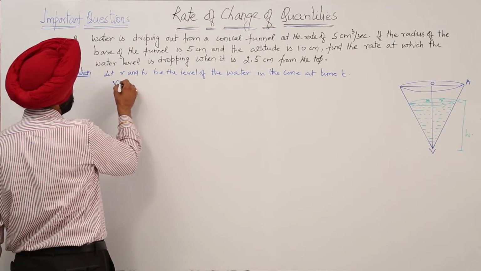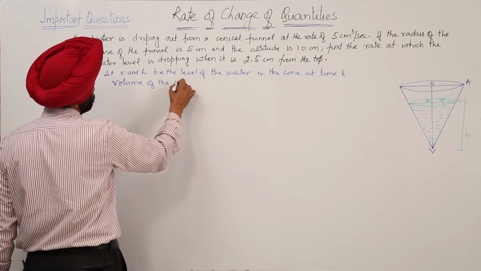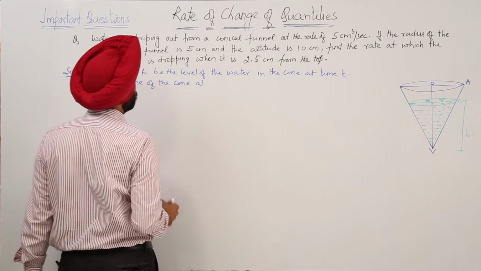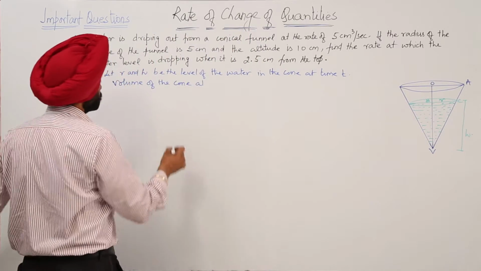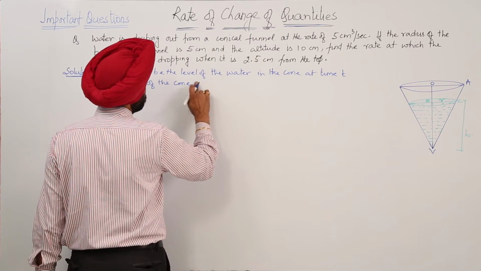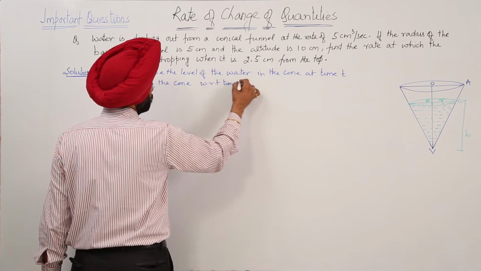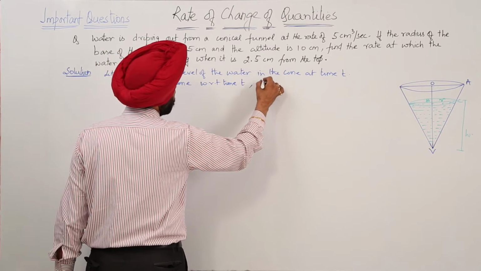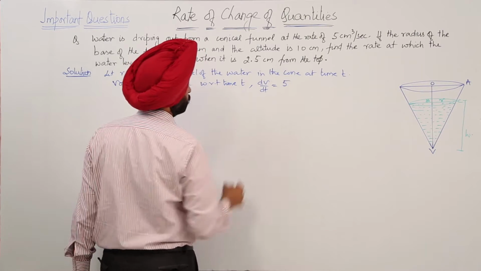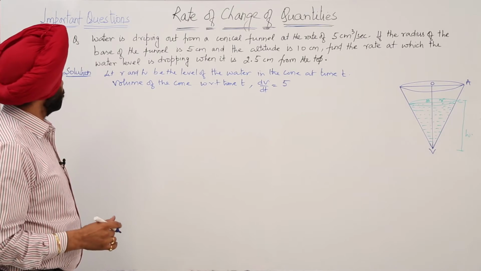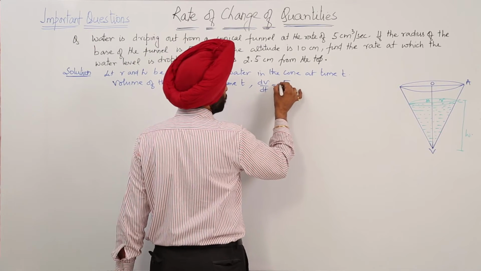Volume of the cone. There water is dripping out from a conical funnel at the rate of 5 centimeter cube per second. So volume of the cone with respect to time t, we can write it is dV by dt, and this is 5 centimeter cube per second. It is dripping out, it means it is decreasing. Okay, so we can write it negative of 5.